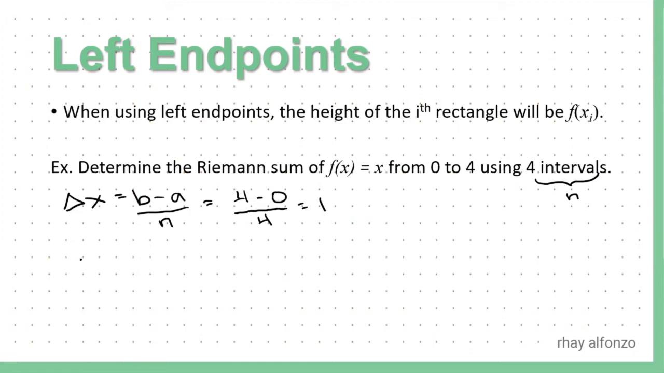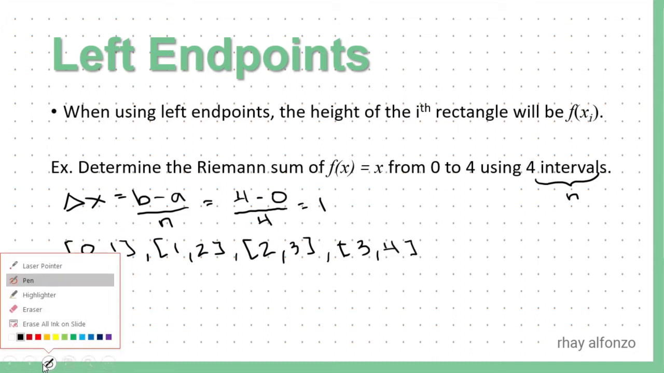Now that we have our delta x, we can now write our subintervals. So first we have from 0 to 1. Then we have from 1 to 2. Next we have from 2 to 3. And lastly, we have from 3 to 4. So now that we have our subintervals, let's choose all the left endpoints.